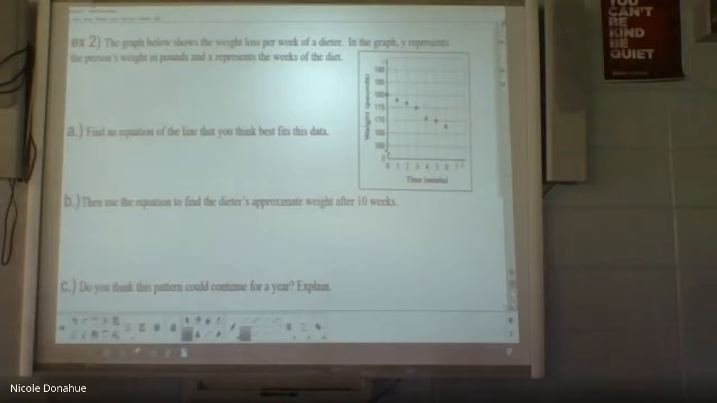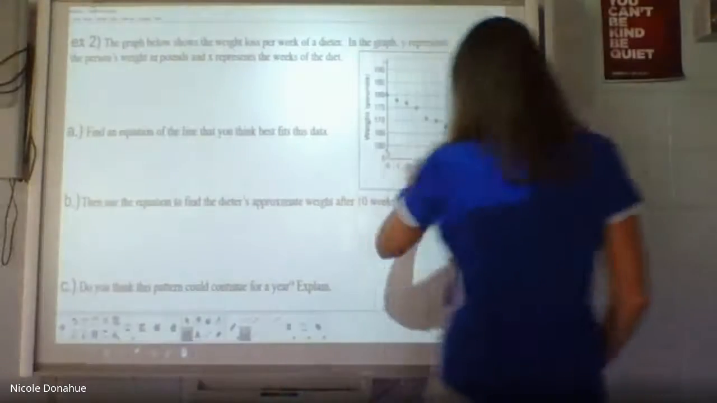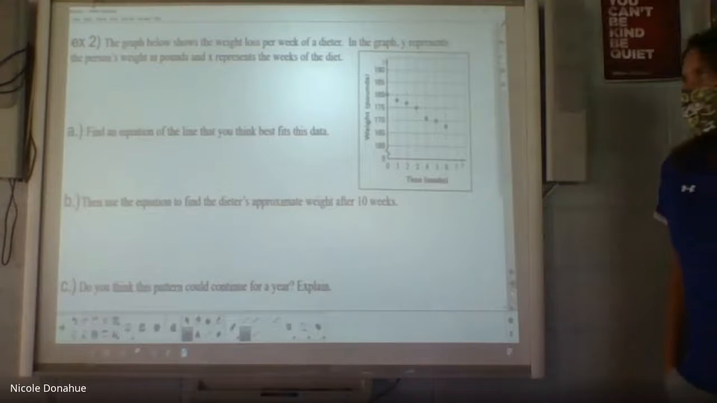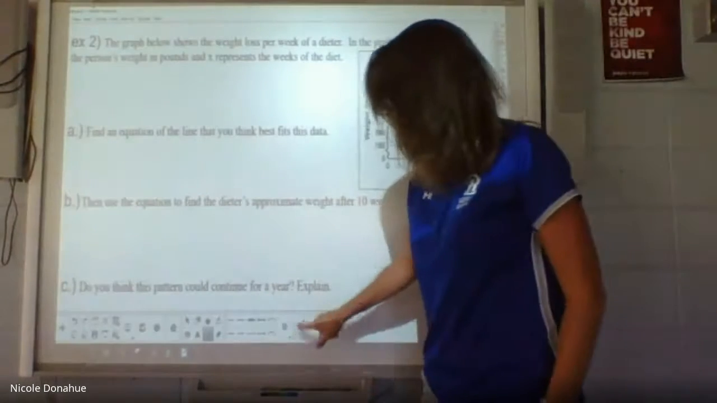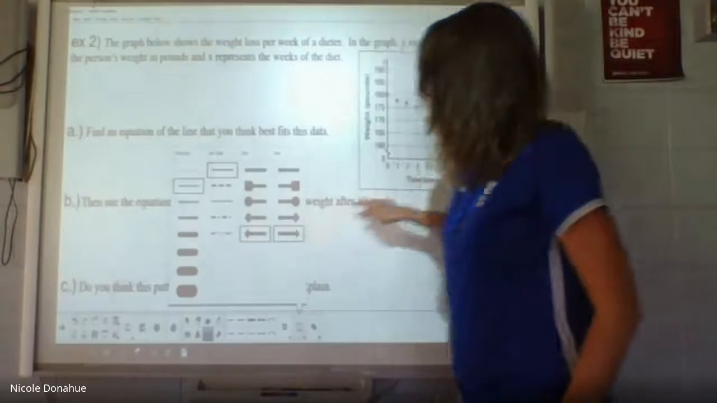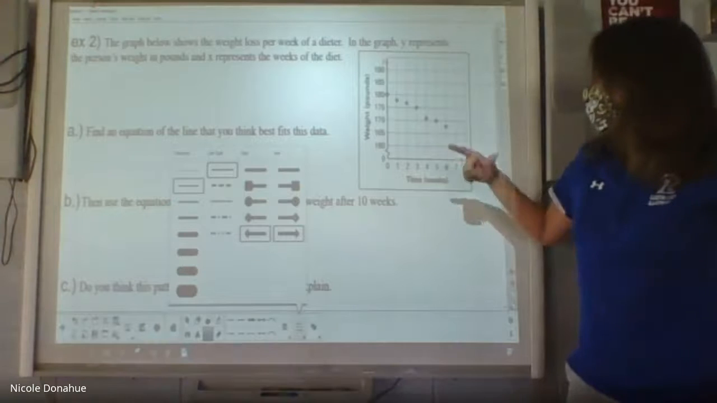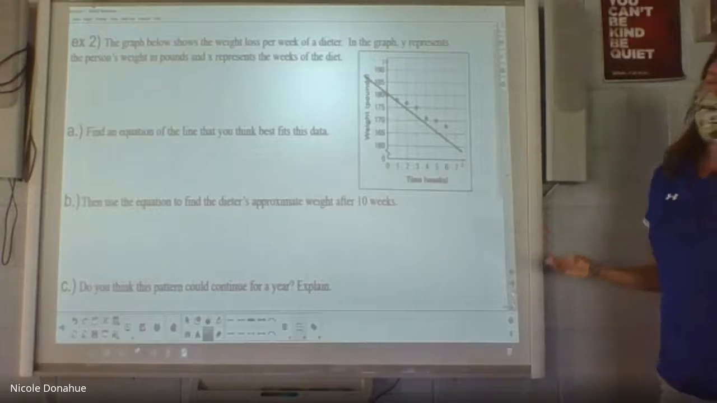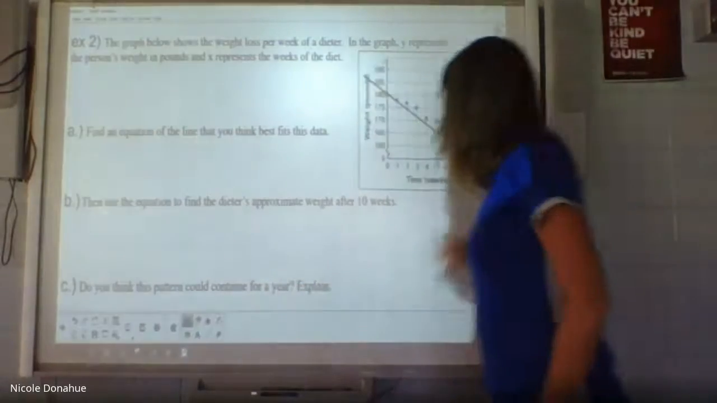Dieter A. So in the graph, the Y represents the person's weight in pounds, and X is the weeks of the diet. They want us to find an equation of a line of best fit for this data. So again, we're going to draw a line in there. And when I do that, again, I want to be smart about it. I don't know if there's really a bad line in this case. I guess I would say that's kind of a bad line. It's too low. So I try to have it be more gradual than that.